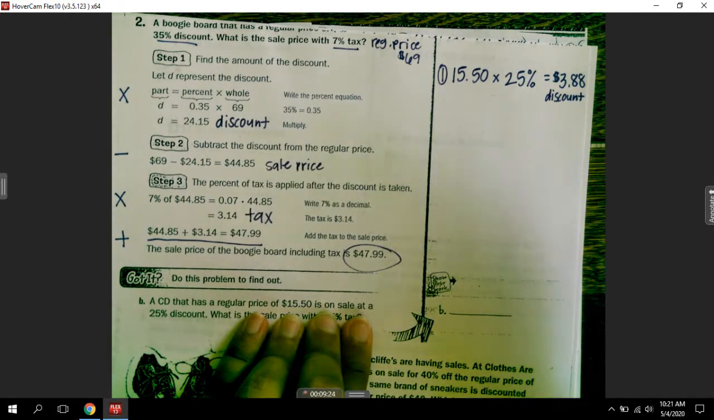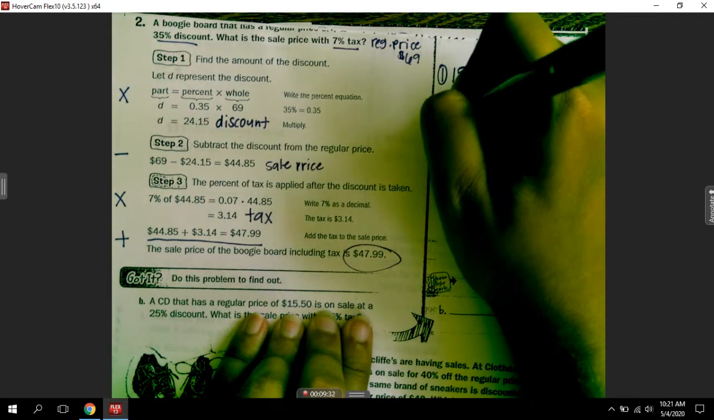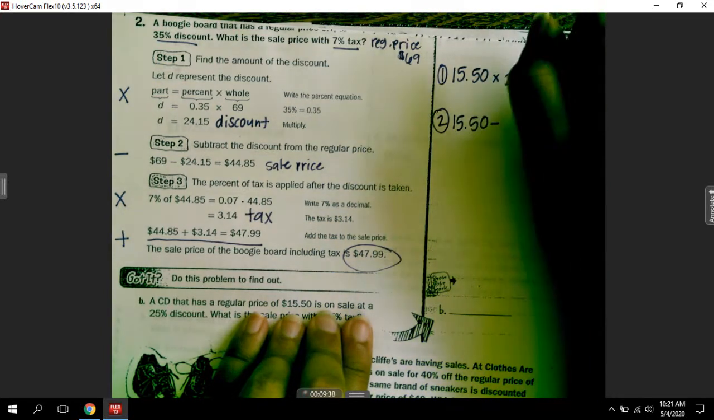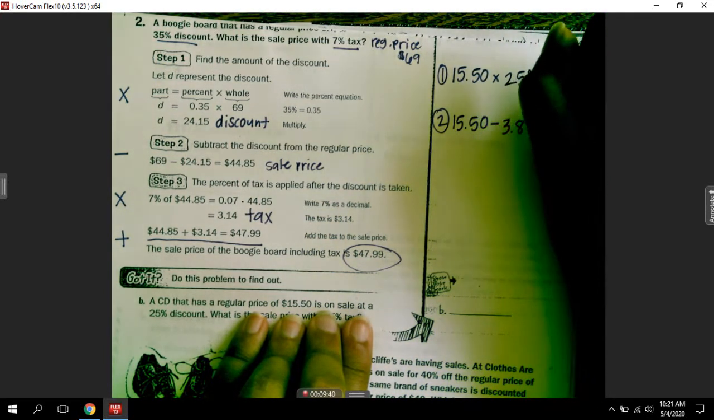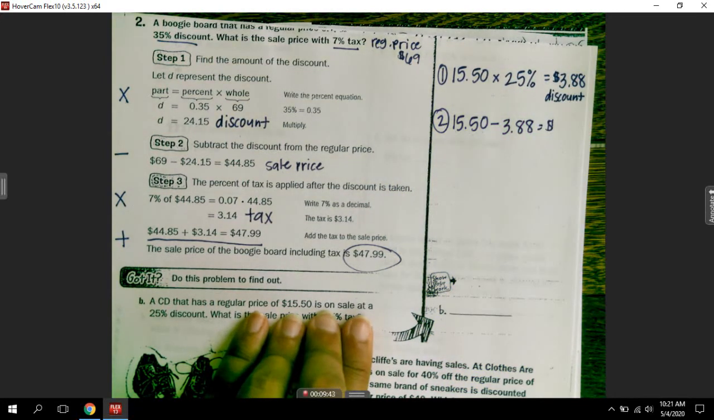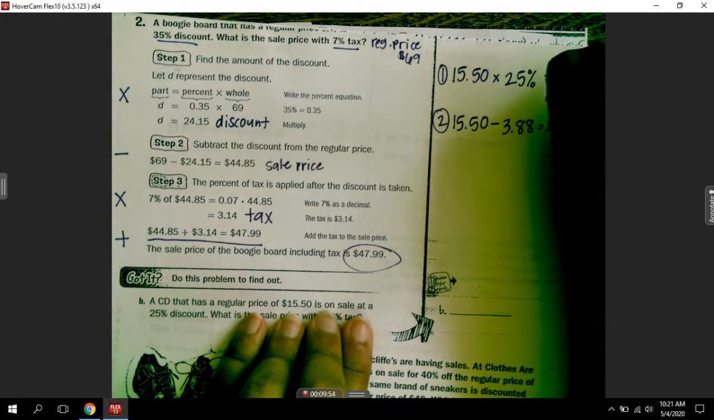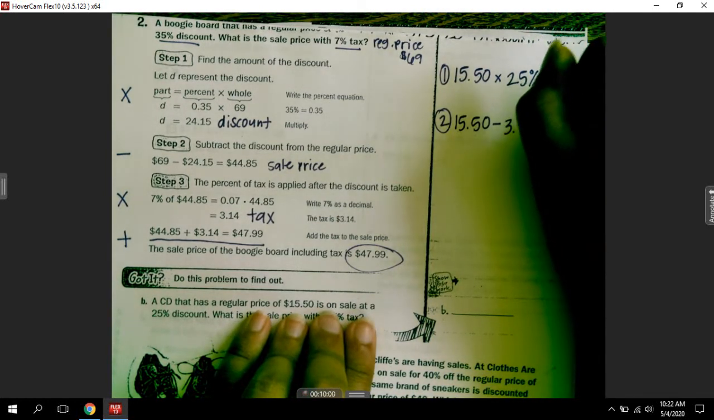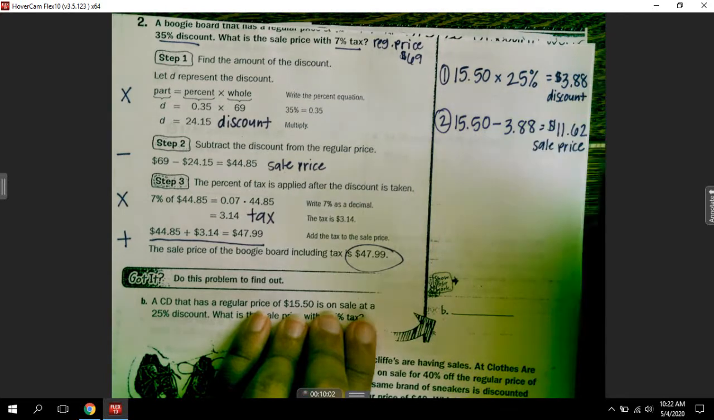Step 2 is to find how much it is after that discount. So you're taking that $15.50, the original price again, and now you're going to subtract how much it's on sale. So $15.50 minus $3.88 is $11.62. That $11.62 is your sale price. So it is on sale for $11.62.